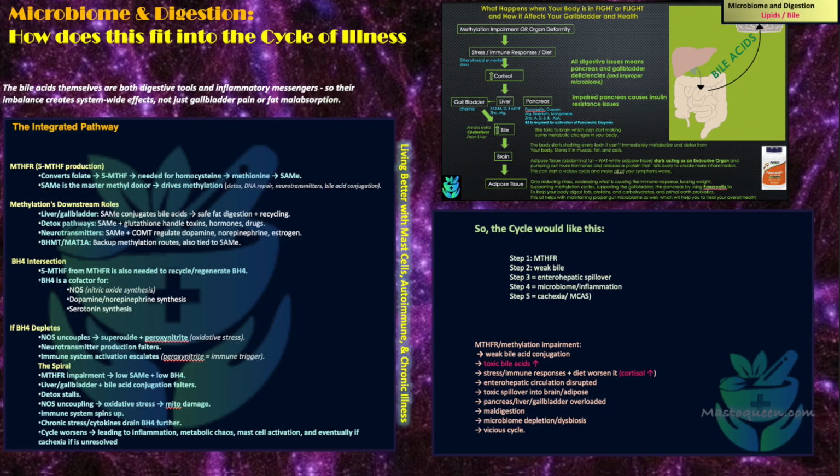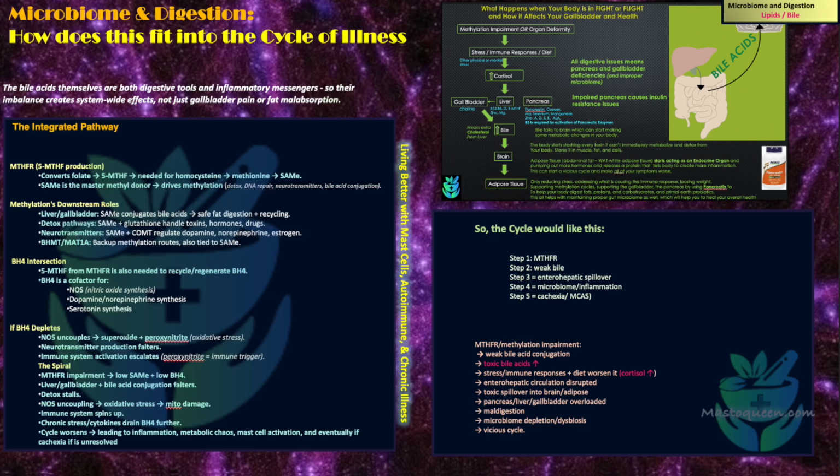The detox pathways, SAMe and glutathione, that's your body's master detoxifier, handle the toxins, hormones, and medications. Neurotransmitters, SAMe and COMT, regulate dopamine, norepinephrine, and estrogen levels. Now, the BHMT gene and the MAT1 gene are backup methylation routes, but are also tied to SAMe.